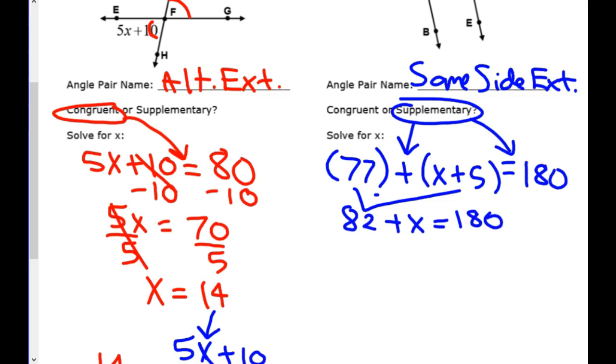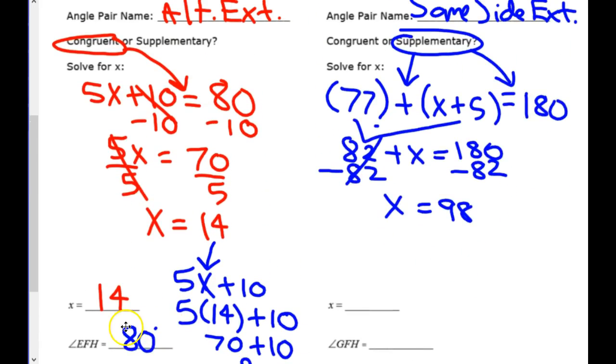Okay, so everyone's getting this down on number 2. So again, if you have more than 2 terms, you might want to try to combine first. Now, x is on the left side. We got to get rid of the loner. How do I get rid of that 82? Subtraction, and I get 98. So that's cool. I have my x value. X is 98.